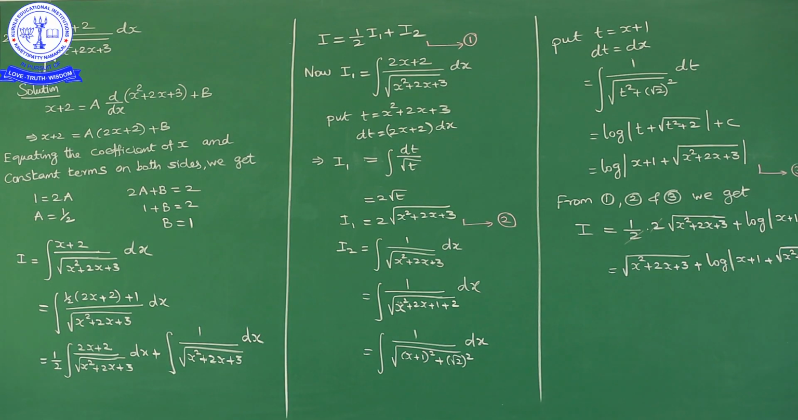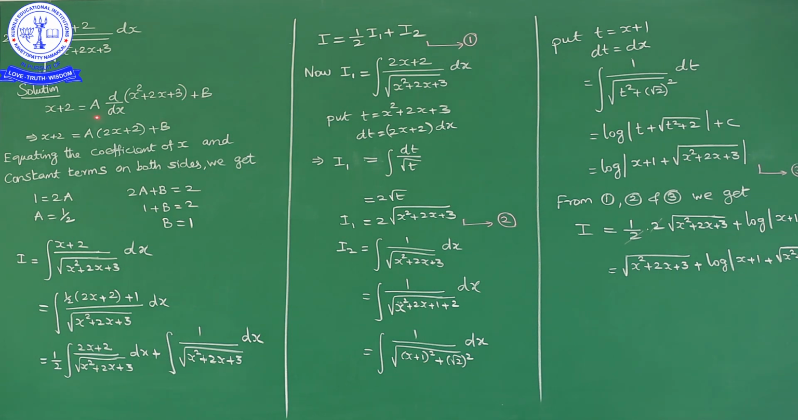Hello students, next problem in exercise 7.4, question number 21, that is integral of x plus 2 upon square root of x square plus 2x plus 3 dx. The numerator is a linear function, and the denominator is a quadratic under a square root. So in such questions, what will we write? We will write the numerator as some constant into the derivative of the quadratic part plus some other constant.